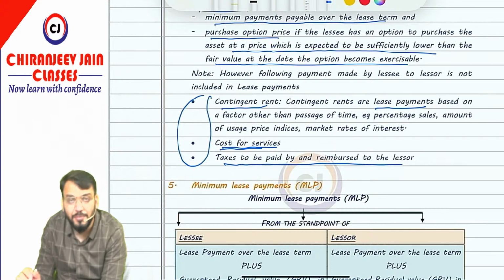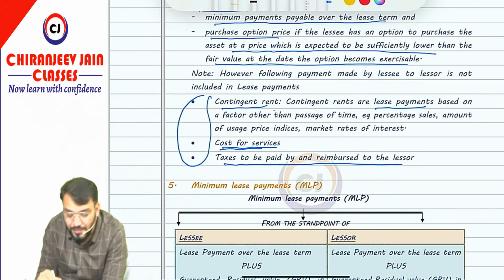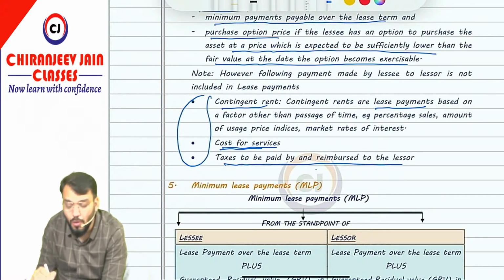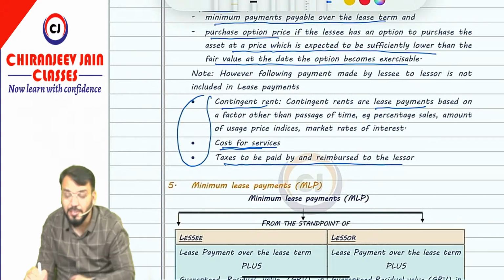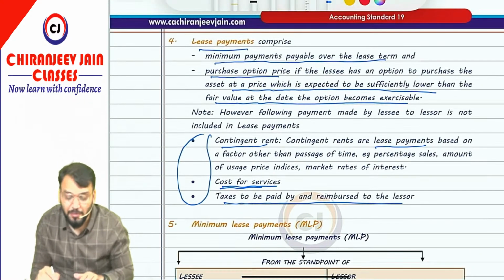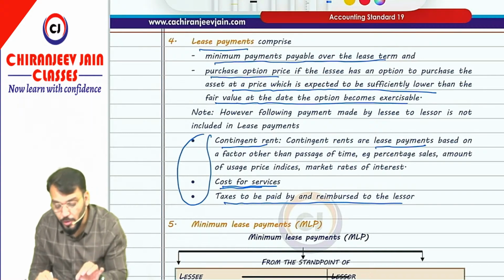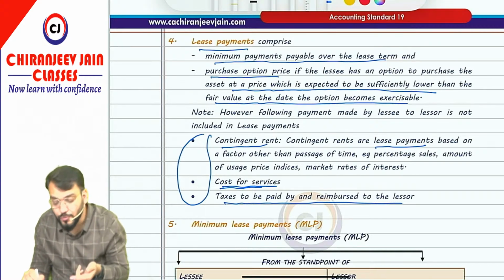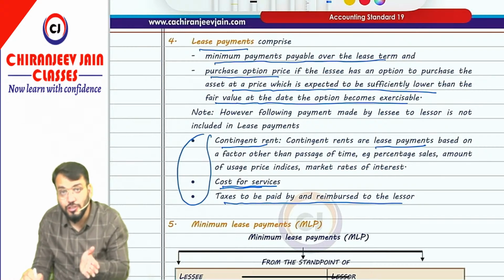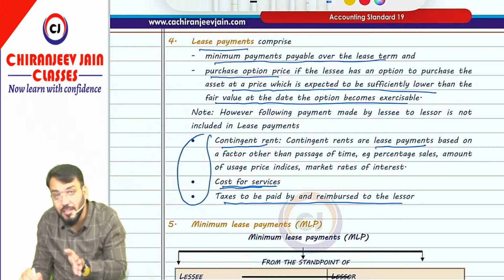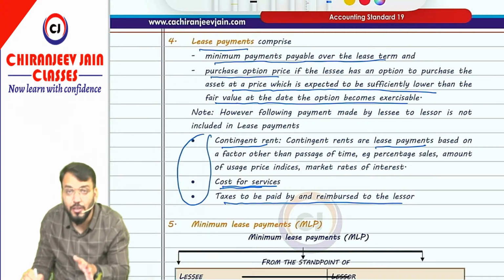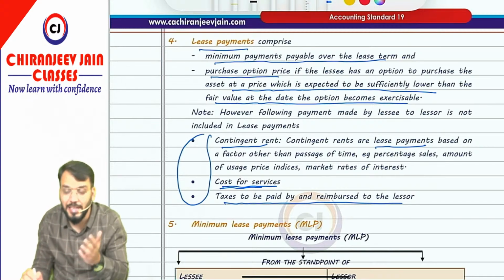What was excluded from the definition of lease payment, can you repeat with me? Contingent rent, cost for services, and taxes to be paid by or reimbursed to the lessor. Correct? In simple words, lease payment will include the minimum lease payment agreed to be paid over the lease term plus purchase option price. But the purchase option price will be included if the lessee has an option to purchase the asset at a price which is expected to be sufficiently lower than the fair value of the asset when the option becomes exercisable. Got this point?